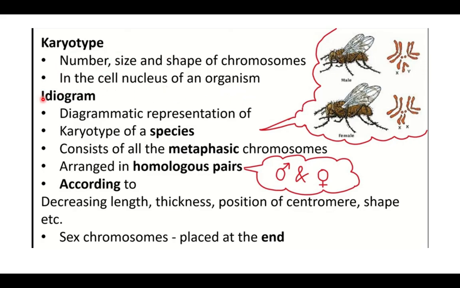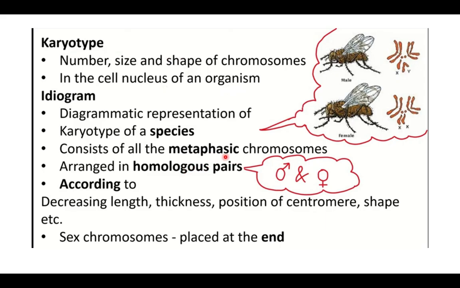And that structure, the diagrammatic representation of karyotype of an organism or species, is what we say is ideogram. The diagrammatic representation of karyotype of a species is ideogram. Important one word. What is ideogram? Diagrammatic representation of a karyotype of a species. You can see for this insect, this is a karyotype structure which is shown for you here. That is ideogram.